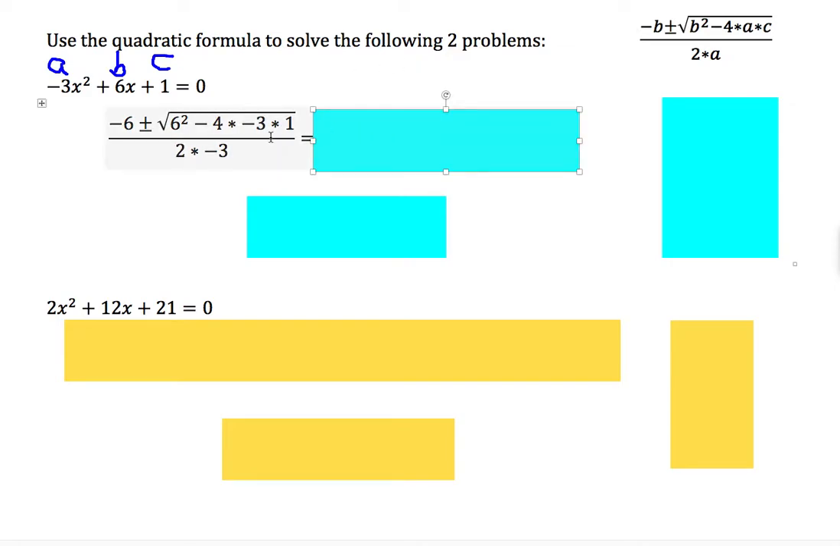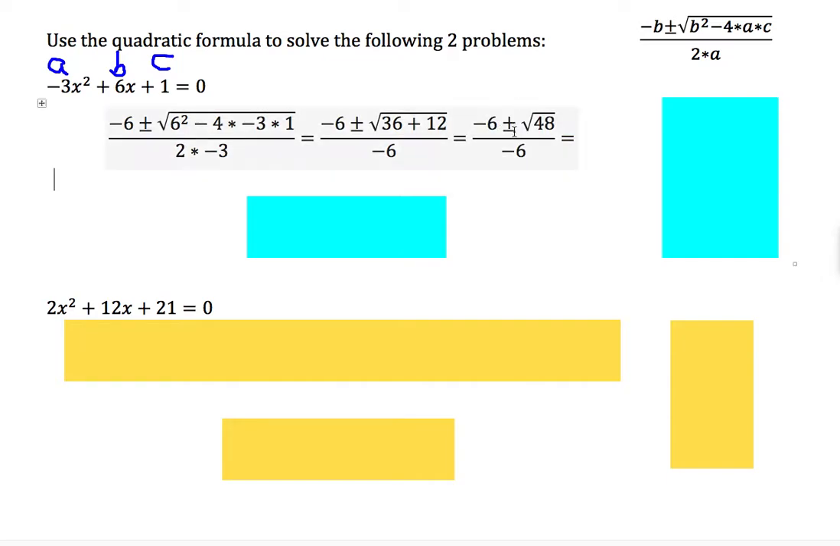So at this point, you need to simplify it as much as you can. The 2 times -3 just becomes a -6 in the denominator. And the -6, just leave it on its own, plus or minus. The 6 squared is going to be 36, and then -4 times -3 times 1 gives you a positive 12. And then we'll end up with, in the numerator, -6 plus or minus the square root of 48, because 36 plus 12 equals 48.